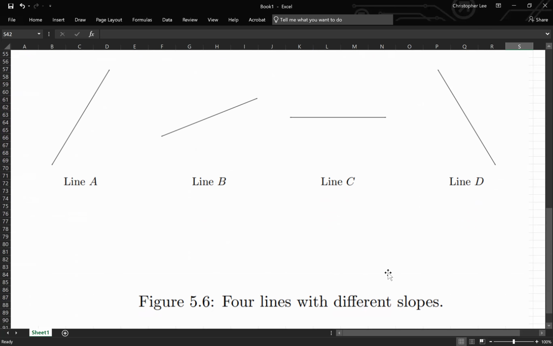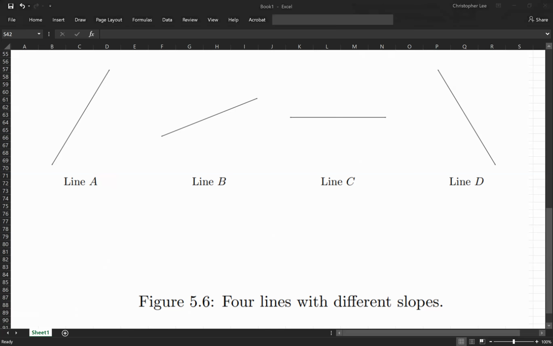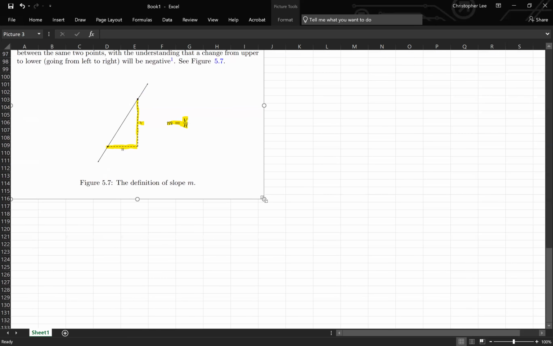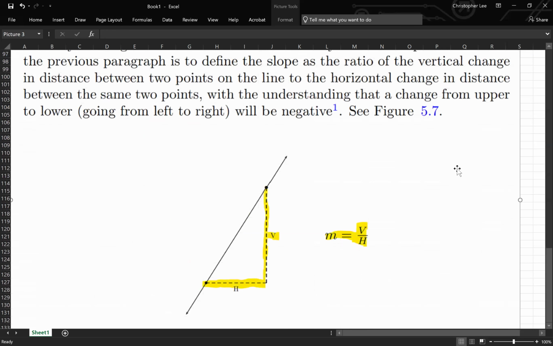All right. Questions on this? We good? We all know about slopes? All right, cool, cool, cool. All right. Got a little picture up in here, right?